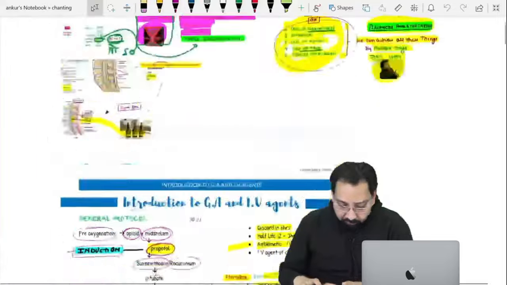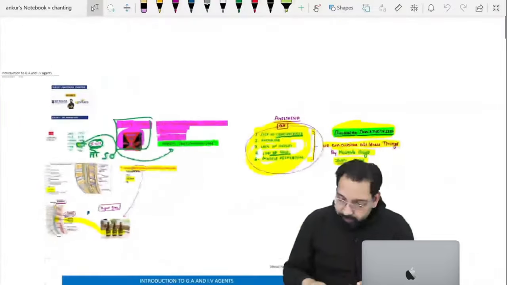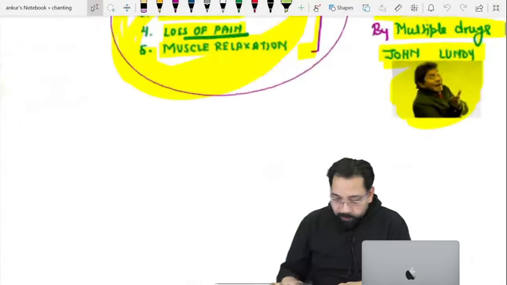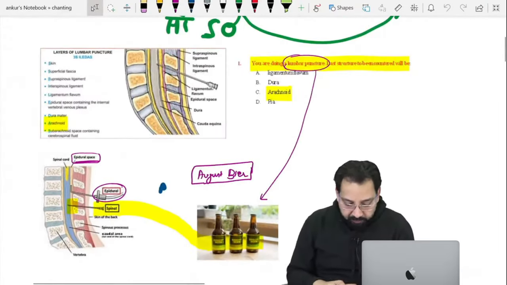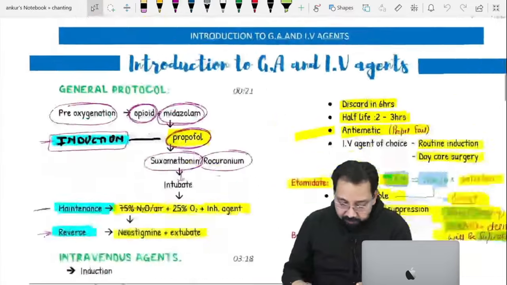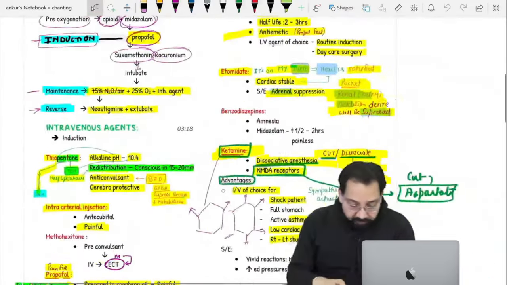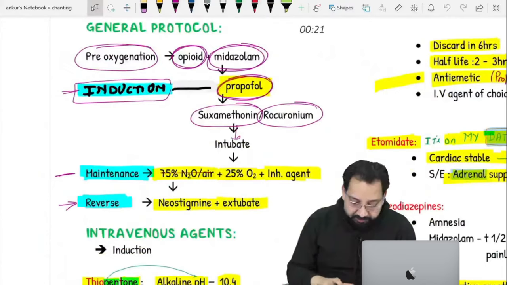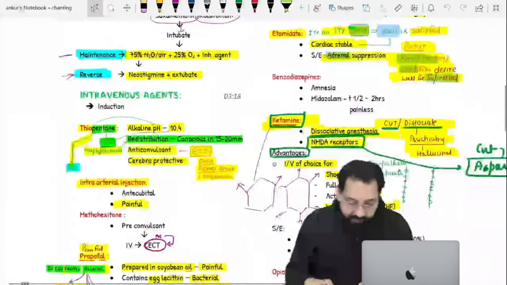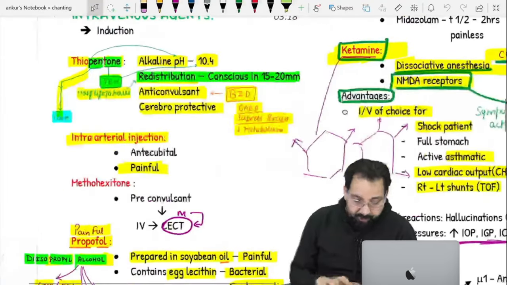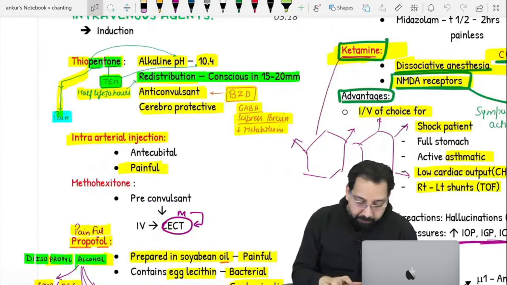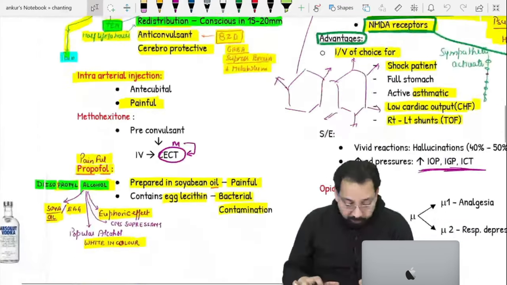Yes, this is Morton. This is John Lundy, Johnny Walker, Johnny Lever. Yes, this is August Bier, spinal. In spinal, the subarachnoid space is given. Then, yes, this is the protocol: pre-oxygenation, induction, maintenance, and reversal. IV agents, their names themselves tell you many things. Thiopentone, pain if intra-arterial, 10, half-life, 10, pH, okay.